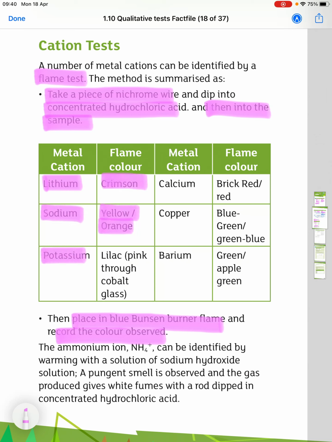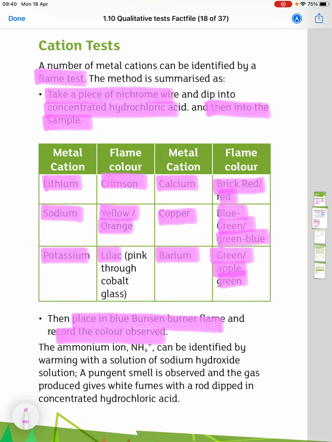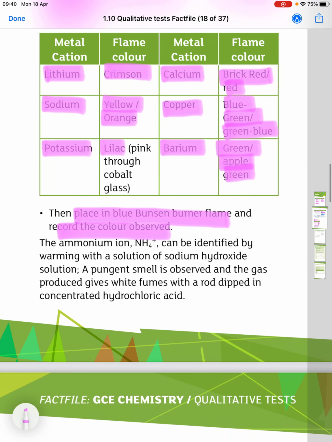So for lithium, that would be crimson. For sodium, it's yellow/orange. For potassium, it's lilac, and you could also say that it's pink if viewed through cobalt glass. Calcium is brick red or red. Copper is blue-green or green-blue, and note that we use a hyphen to describe that colour. And barium is green or apple green.